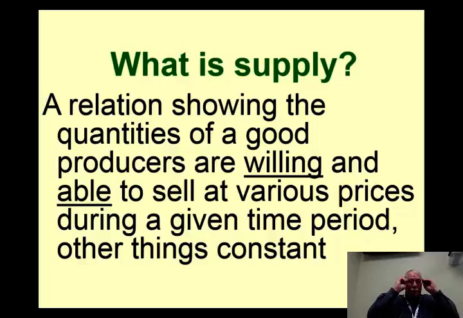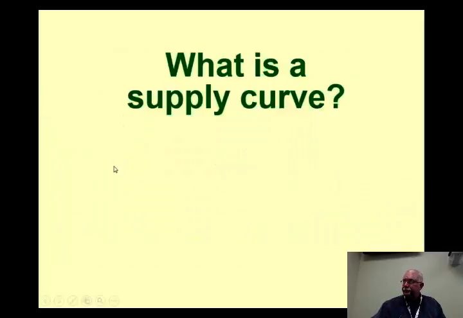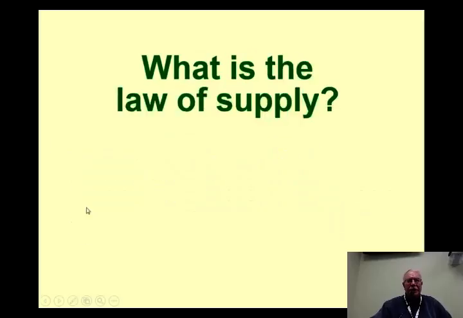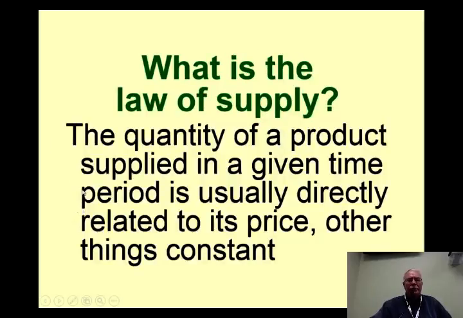But before we get to that point, if price changes, then there's going to be a change in the quantity supplied as measured on the horizontal axis, but the supply curve itself does not change. See, a supply curve is a curve showing quantities of a good supplied at various prices, other things constant. And what is the law of supply? The quantity of a product supplied in a given time period is directly related to its price, other things constant. Again, we're changing price, we're assuming nothing else changes.